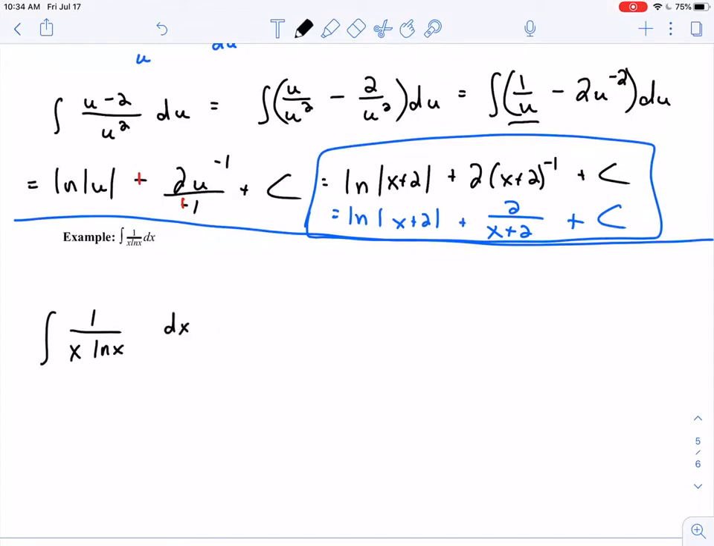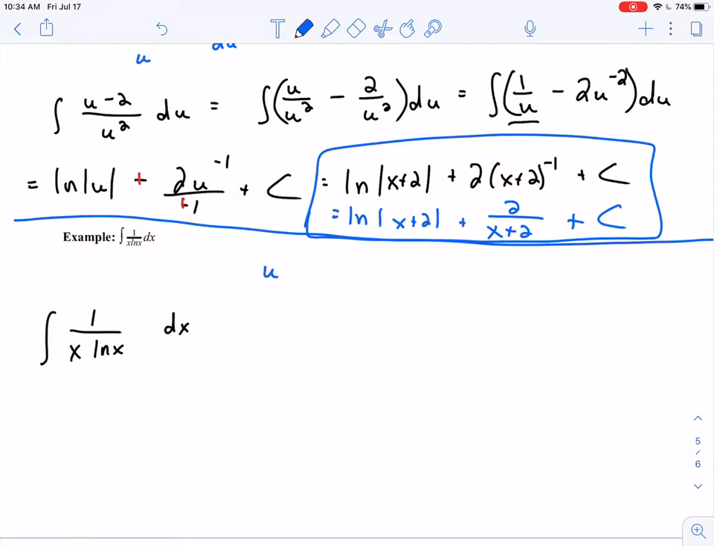Think about your substitution. What are we going to choose here? Remember, I can't split these two apart. I can't say 1 over x and then integrate that, and then 1 over natural log of x. Even if I could, I don't know what the integral of 1 over natural log of x looks like. So I'm going to try substitution because that's really all I have at this point.